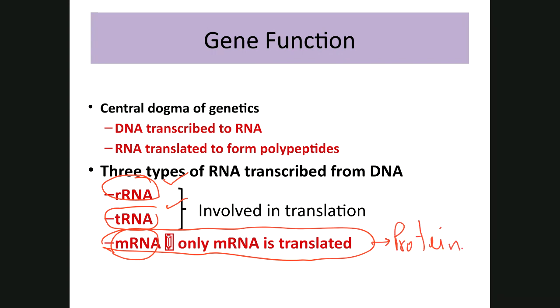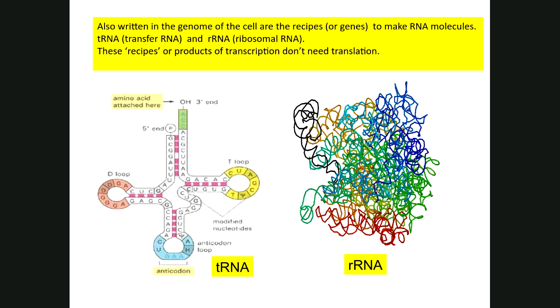Ribosomal RNA will stay as ribosomal RNA. Transfer RNA will stay as transfer RNA. So you should know the three products of transcription, and you should know that only one of them is translated, made into a protein, which is messenger RNA. rRNA and tRNA are not made into proteins. They just stay as ribosomal RNA or transfer RNA.